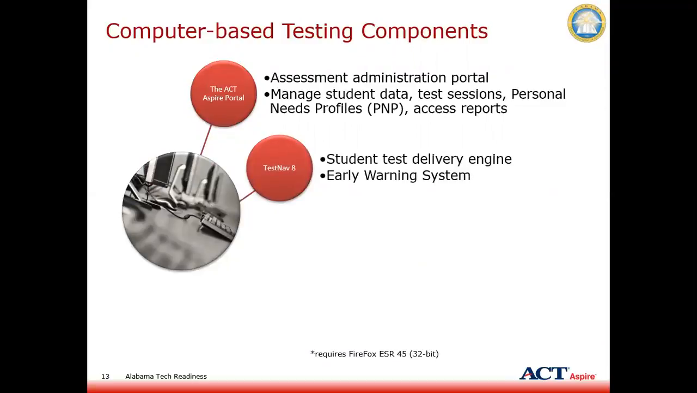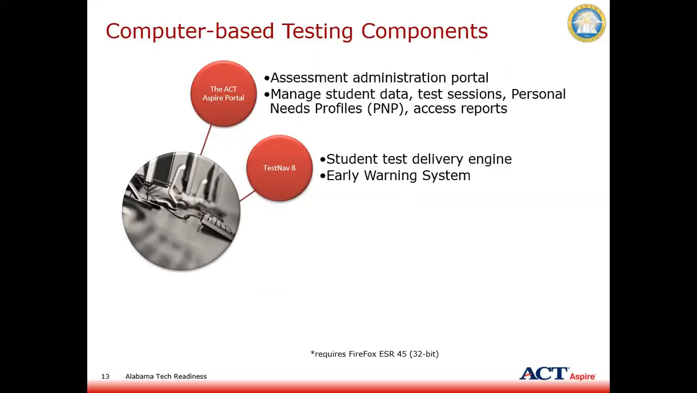Next is TestNav 8. So TestNav 8 is the secure testing engine that students are going to use. This is where they're going to log in and be able to access their test. Behind the scenes is another component of TestNav 8 that's called the Early Warning System, or EWS. And the Early Warning System is there to maintain the test security. It's going to check for connectivity issues or any content issues that may occur while the students are testing.